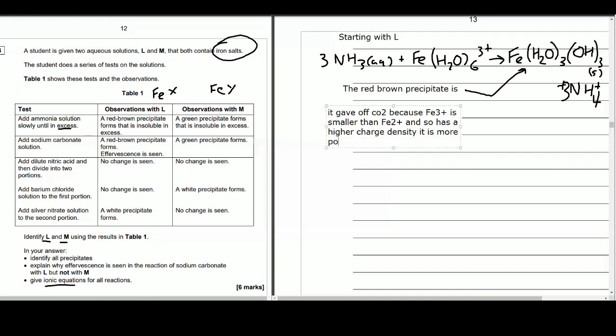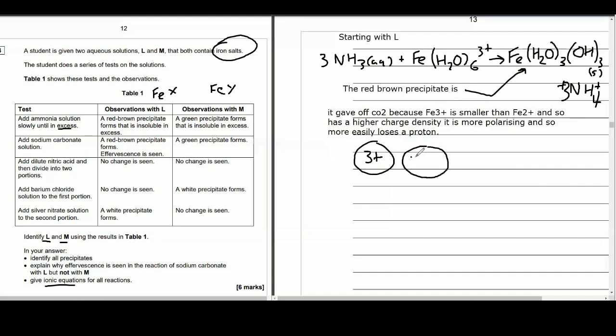This is because Fe3+ is smaller than Fe2+, which formed the green precipitate with sodium carbonate. L is Fe3+, which is smaller than Fe2+, so it has a higher charge density, i.e., a greater positive charge spread over the same area or a smaller area. So this means it's more polarizing to that carbonate ion, and it has the ability, therefore, to donate hydrogens more easily. So this is why Fe3+ is a stronger acid, or has a stronger acid effect.